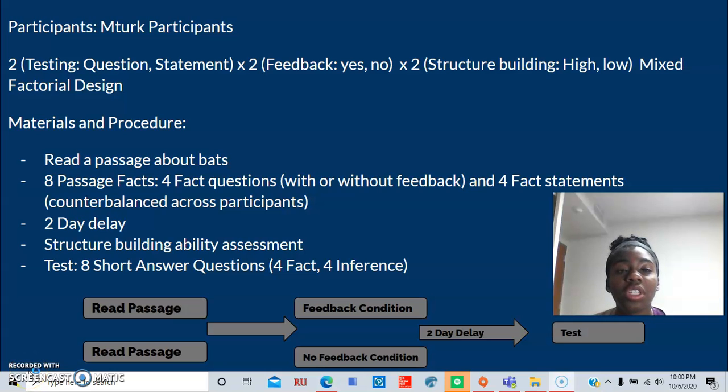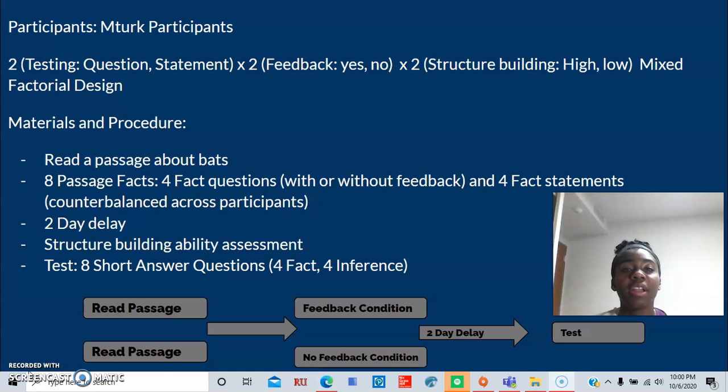So now we are on to the design of the experiment. Our participants will be MTurk participants. MTurk is just Amazon Turk, and that is just a platform to recruit participants. And we have a 2 by 2 by 2 design, 3 independent variables with 2 levels to each.